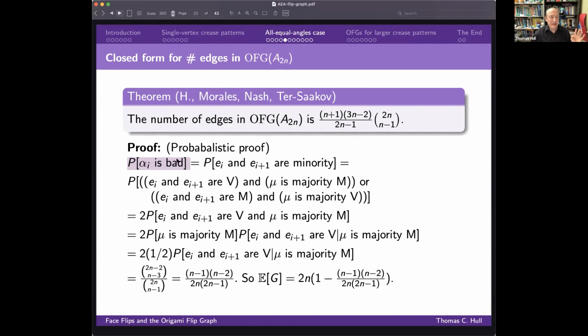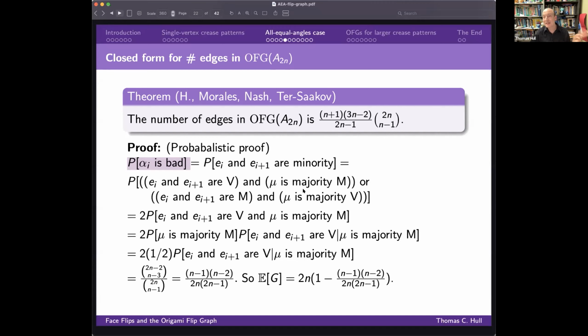Anyway, alpha I will be bad if its 2 neighboring creases are in the minority case. So if it's majority mountain, they'd be valleys, because that means you'll get rid of 2 valleys and you'll no longer satisfy Maekawa's theorem. So what's the probability that these 2 creases are minorities? Well, that's equal to the probability that E sub I and E sub I plus 1 are valleys, and the mountain valley assignment that we're looking at is majority mountain, or those 2 creases are mountains, and the mountain valley assignment we're looking at is majority valley.